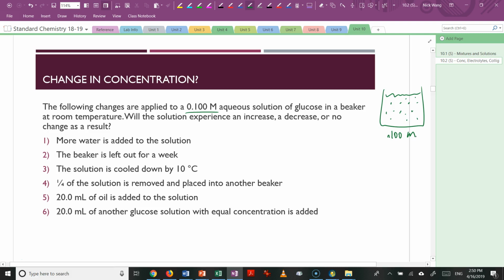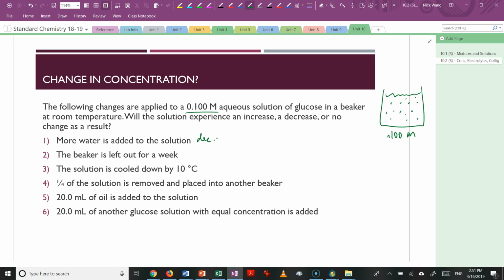So effectively, what can I do to the concentration if I apply these different changes? Number 1, more water is added to your solution. So just plain water. If I add more water but I don't add any more of the glucose that might be dissolved in there, that means my concentration experiences a decrease, because I have the same number of particles of glucose but a larger volume of solution. It's going to decrease my concentration.